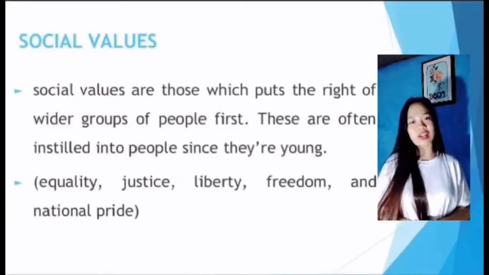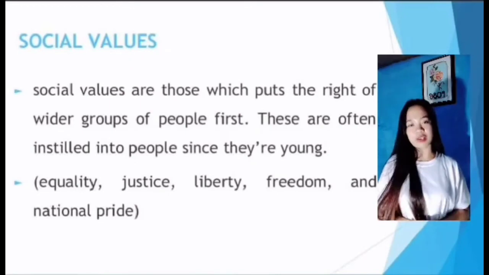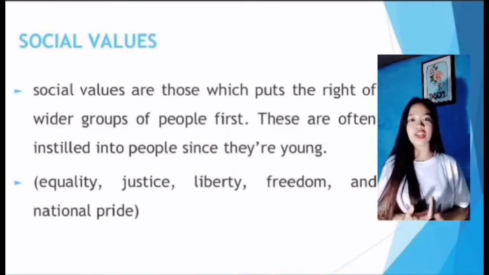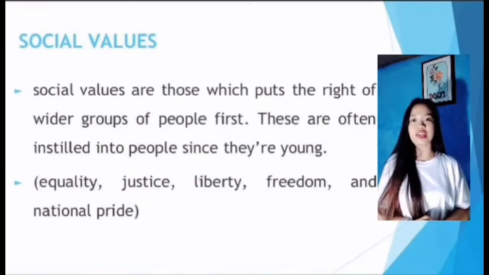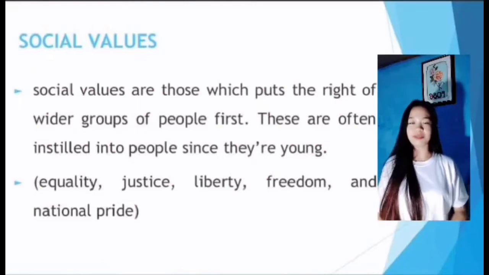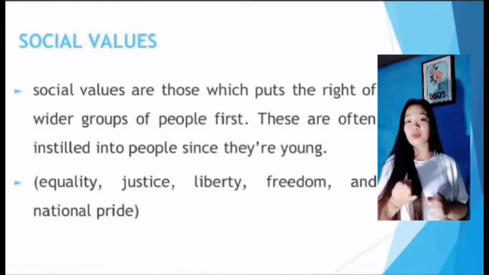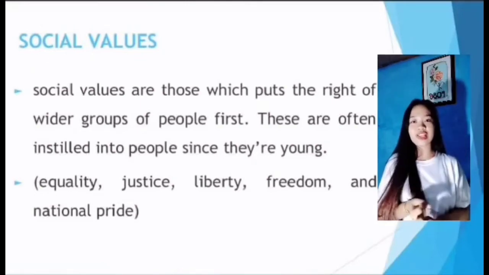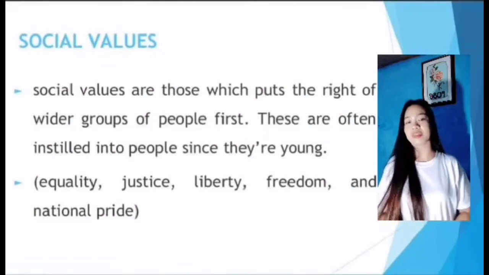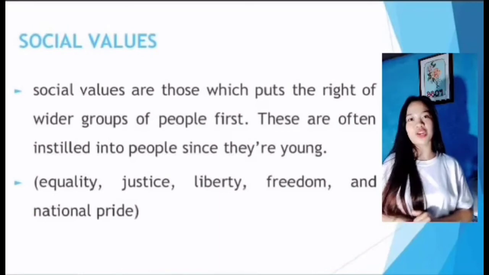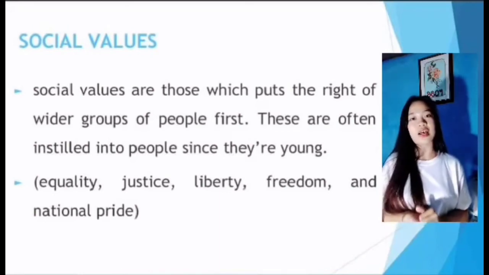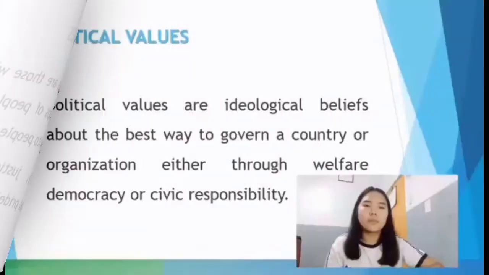The other type of values development is social values. Social values are those which put the rights of wider groups of people first. These are often instilled into people since they are young. The examples are equality, liberty, freedom, and national pride. These values are implicit guidelines that provide orientation to individuals and corporations to conduct themselves properly within a social system.